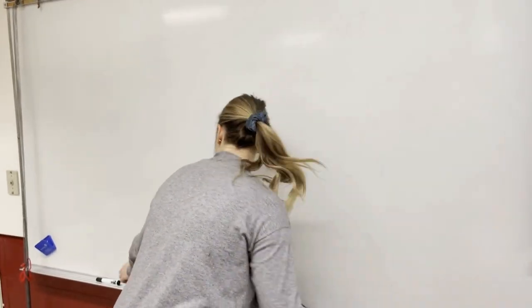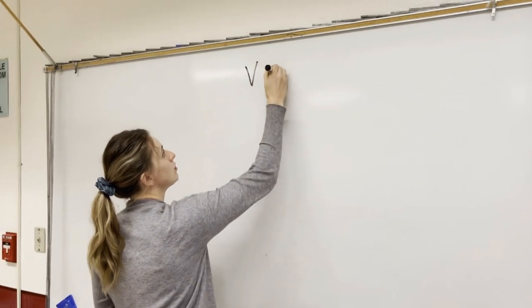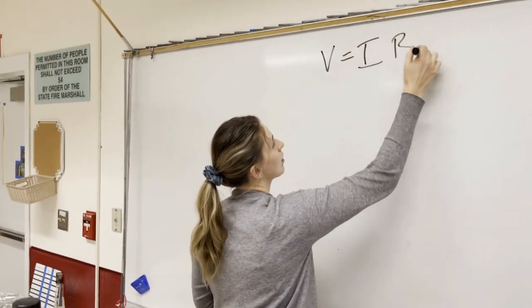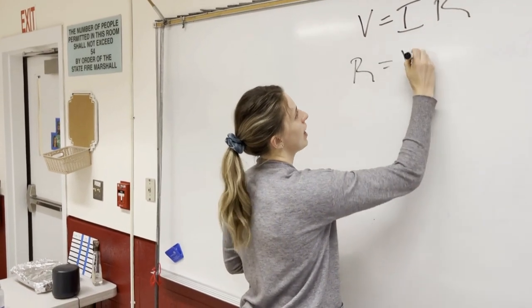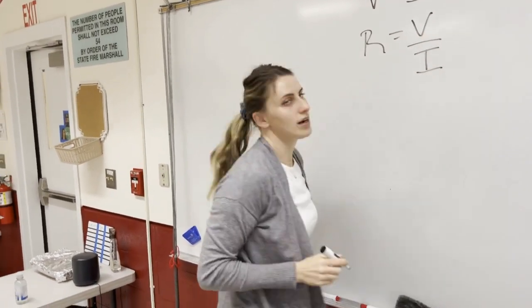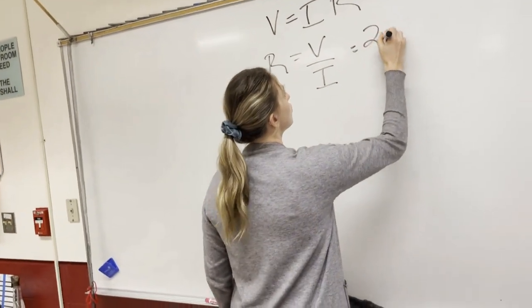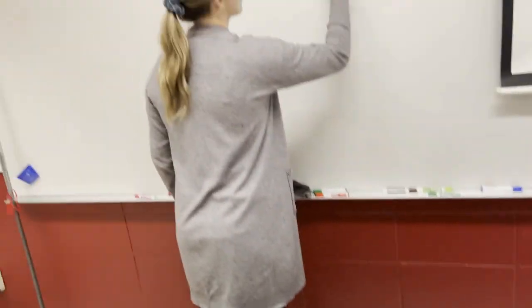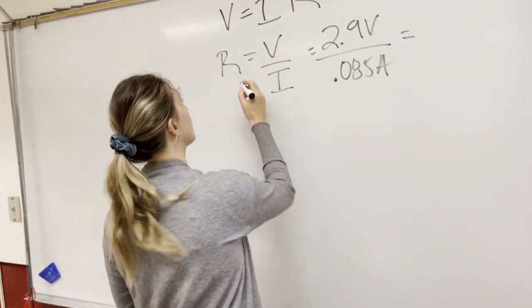So resistance, how do you solve V equals IR for resistance? V equals I times R, so I'm just going to divide by I on both sides. And here we are. Okay, so the voltage is 2.9 volts, and the current is 0.085 amperes. This is for the entire circuit.